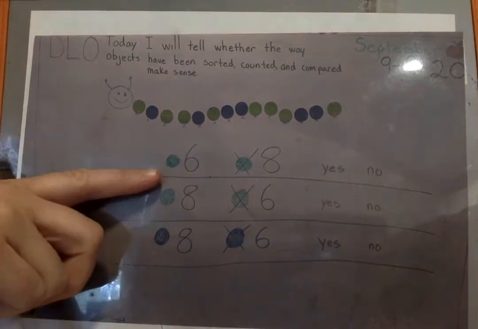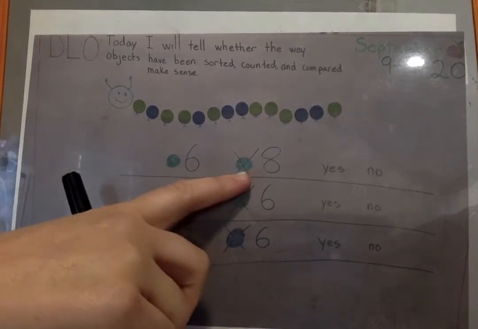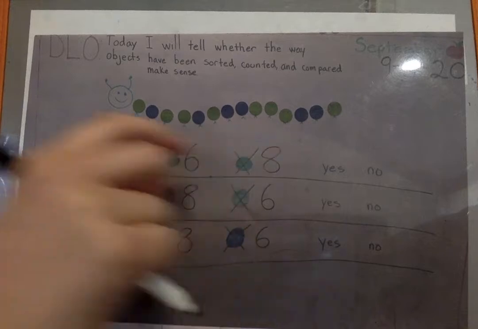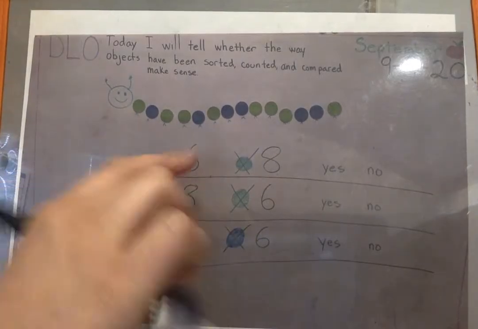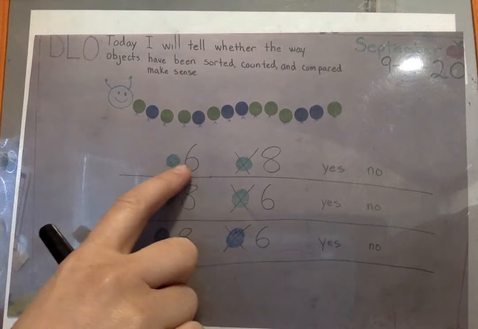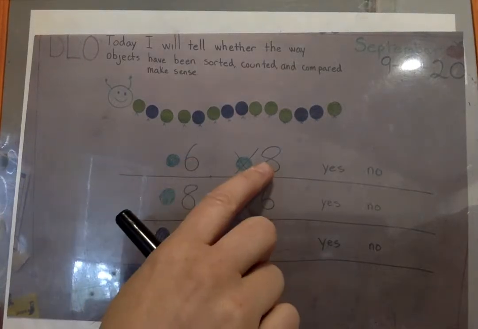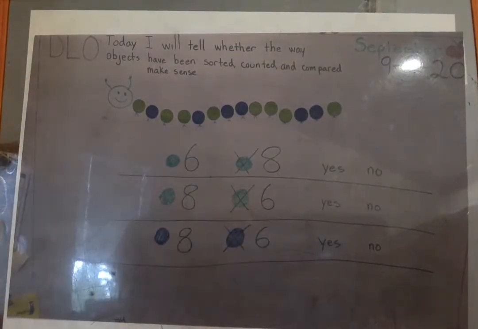Let's start with this first one. I have green circles and not green circles. The circles are on my little caterpillar here. The little green things, I just drew little legs for them. Does this make sense? Do I have 6 green circles and 8 circles that are not green? How can I tell if this is correct?